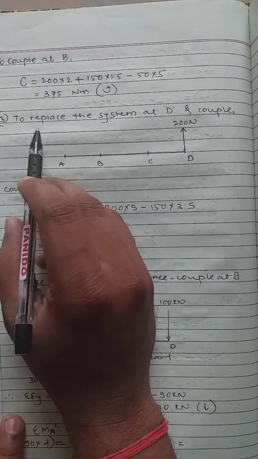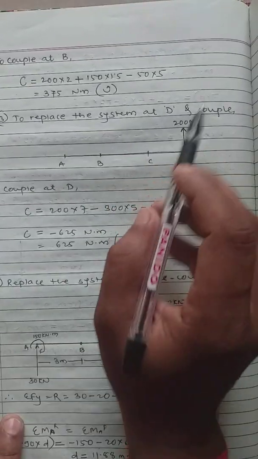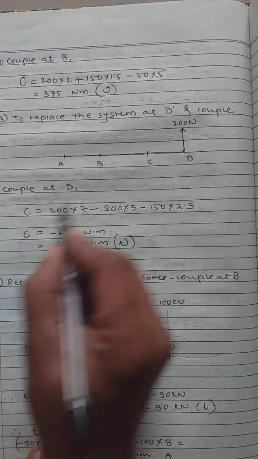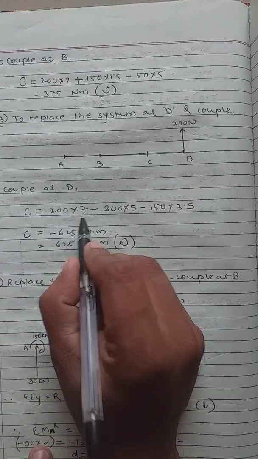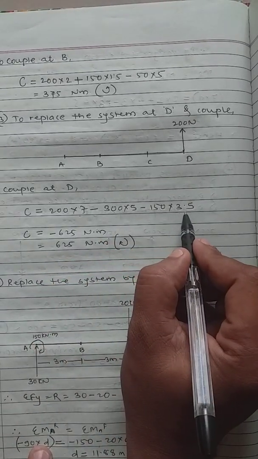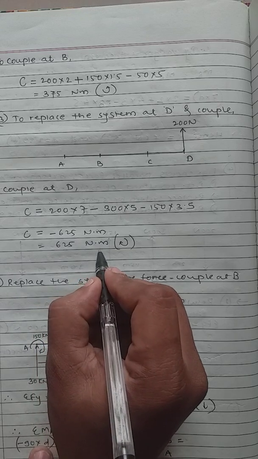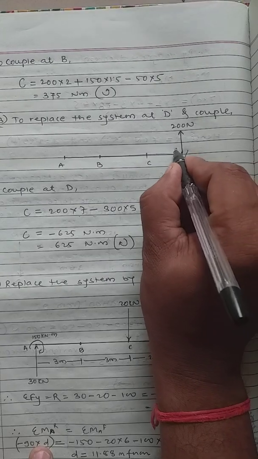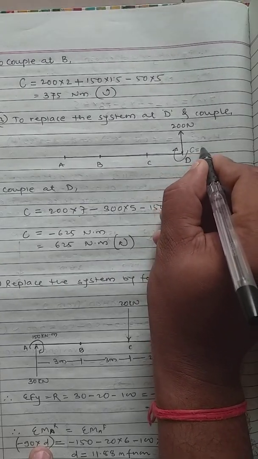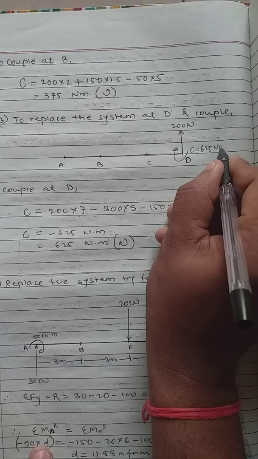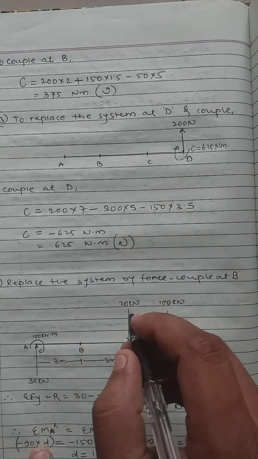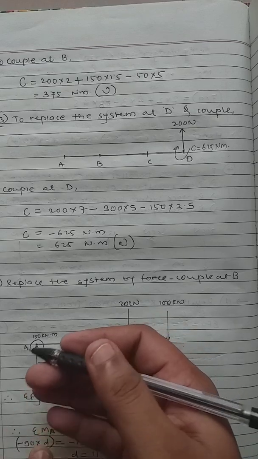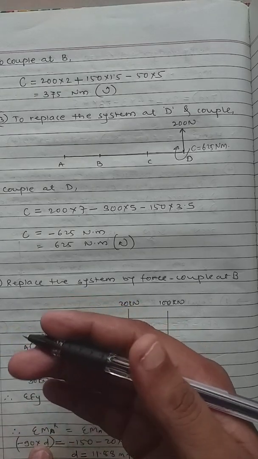Similarly, to replace the system by a single force and couple at point D, we just have to take the couple at point D. The moment at point D will be 200 into 7 minus 300 into 5 minus 150 into 3.5. So the couple will be equal to 625 Newton meter. This whole system can be replaced this way. Whenever we are asked to replace the system by a single force, it means find the resultant, and couple at any point means the moment at that particular point.